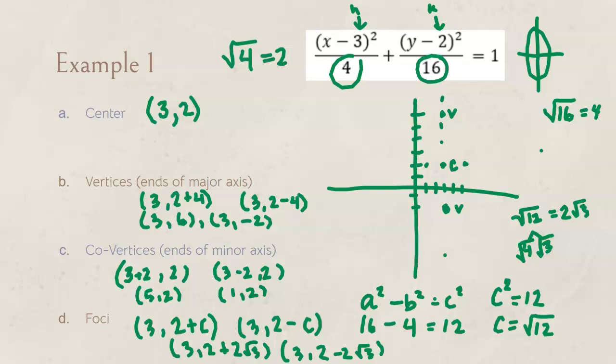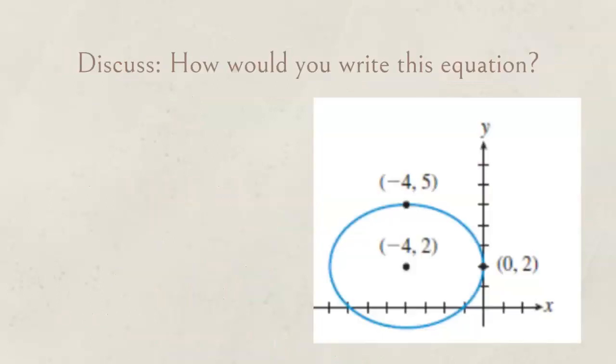And that's how we find the center, the vertices, the co-vertices, and the foci of an ellipse. What our ellipse looks like is it goes through our vertices and our co-vertices, and it makes that kind of stretched out circle shape.